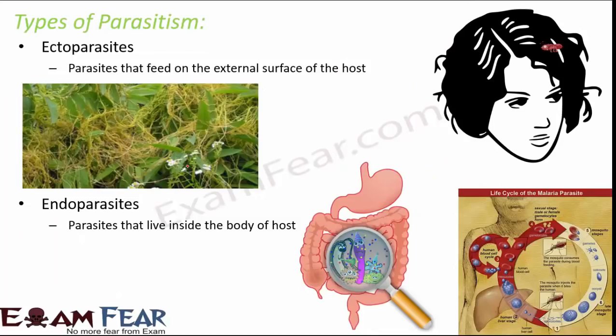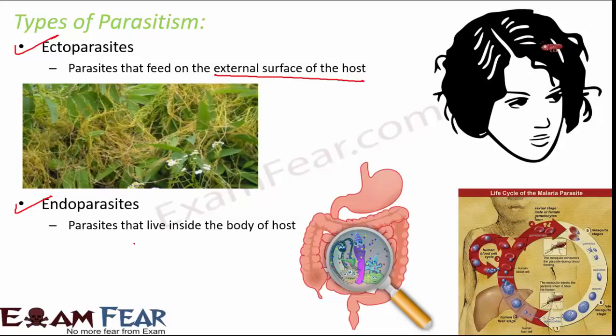Now, there are two types of parasites, ectoparasites and endoparasites. Ectoparasites feed on the external surface of the host. That means they do not live inside the body of the host. They live on the body of the host. For example, if you would have seen the weeds. So, weeds are present over other plants. They derive their nutrition from the other plant, but they do not live inside other plants. They live on the surface of the other plants. Similarly, lice, they live on the surface of the human hair, not inside.